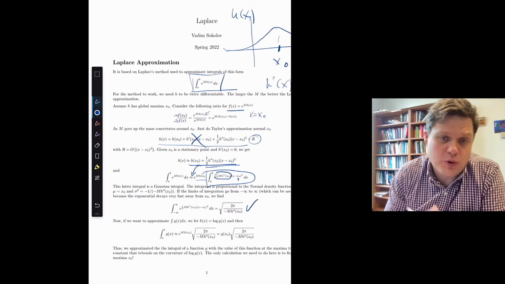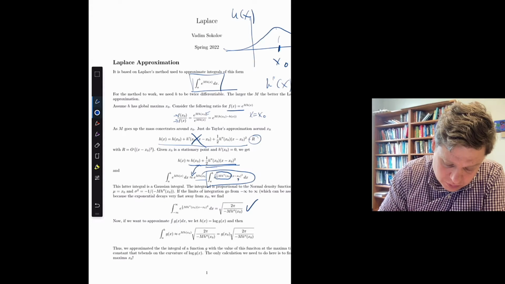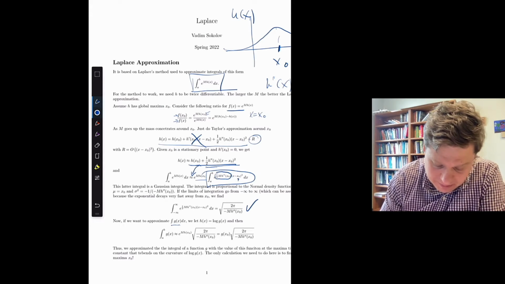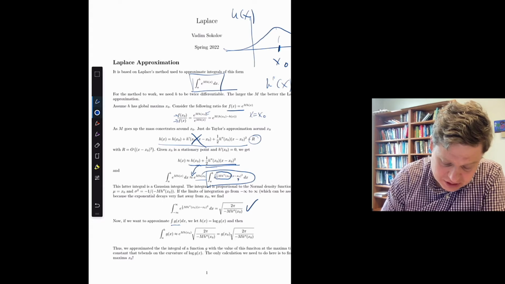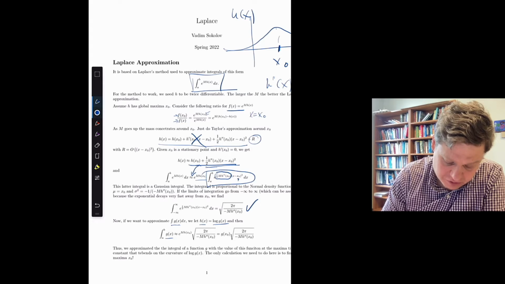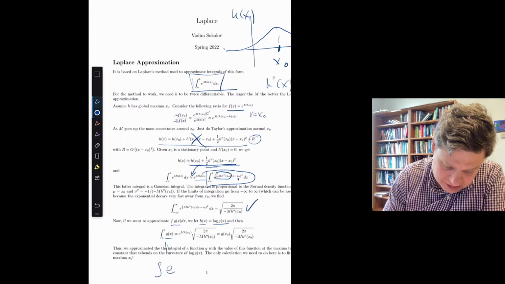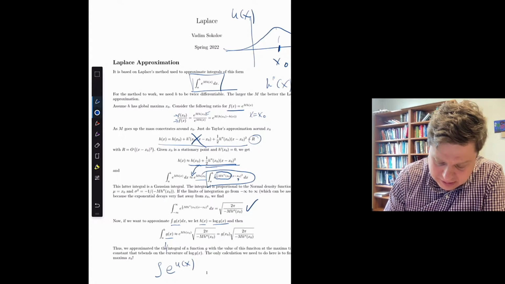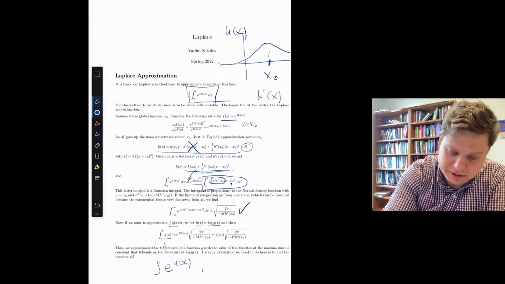And now if you have a more general function, you want to approximate the integral over g of x, then you just let h of x be log of g of x, and so the integral of g of x is going to be equal to the integral of the exponent of h of x, and then still you can have a theoretical solution.